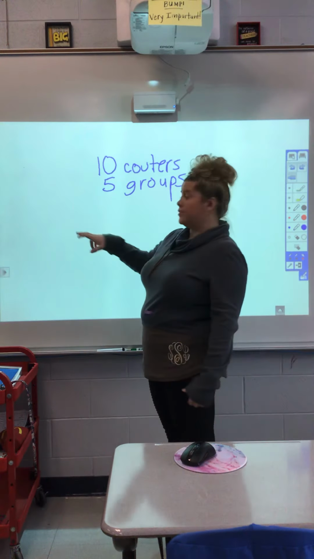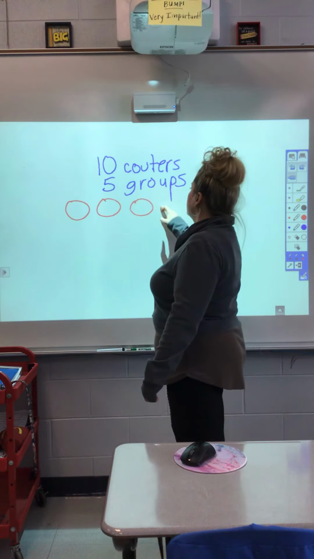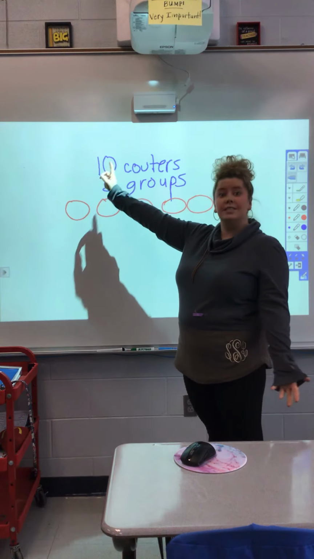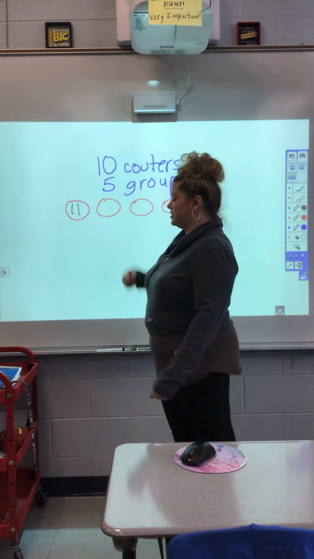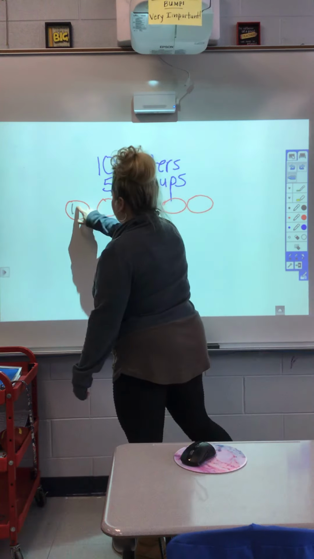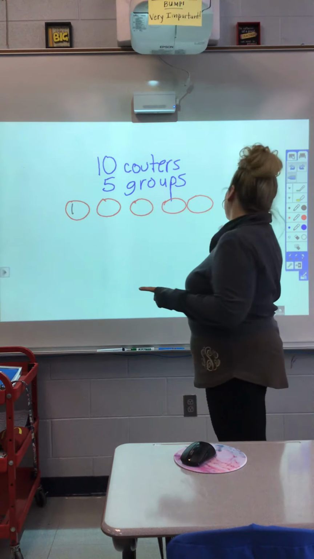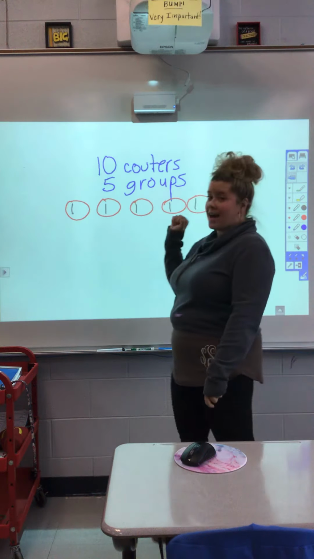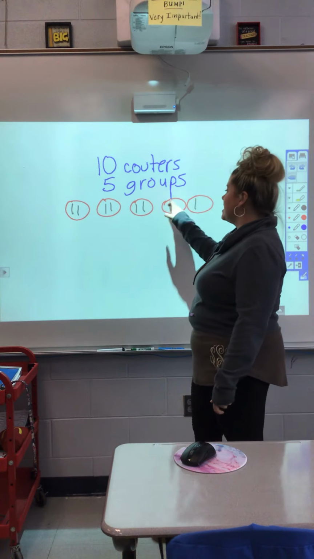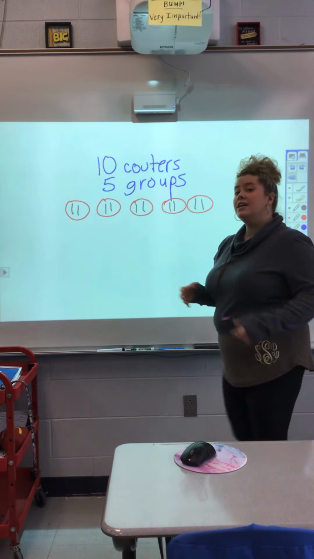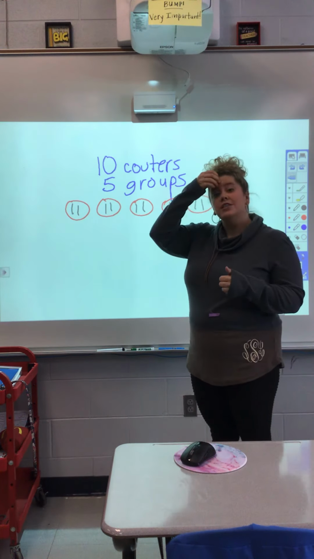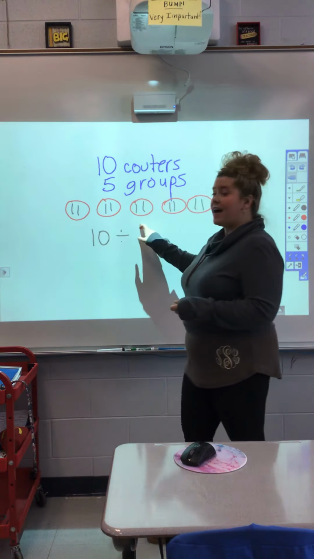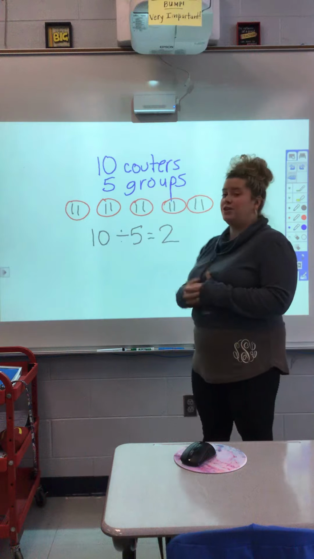I know I need 5 groups. And then I know I'm going to equal share until I get to 10. So equal share means one group at a time. So 1, 2, 3, 4, 5, 6, 7, 8, 9, 10. How many are in each group? 2. So my division sentence for this problem would be 10 divided by 5 equals 2.